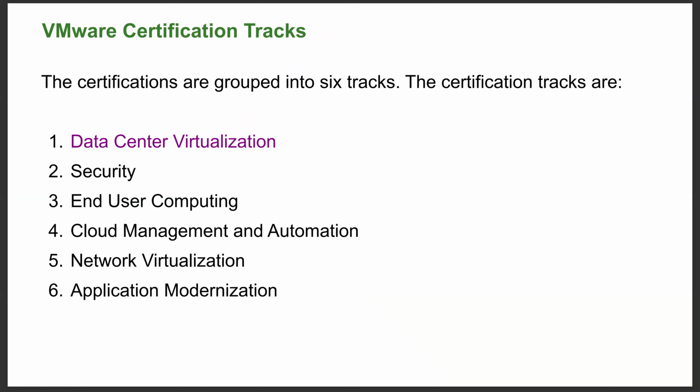So VMware has 6 certification tracks. The tracks, as you see listed here, are data center virtualization, security, end user computing, cloud management and automation, network virtualization, and application modernization. The course and the certification being targeted by Vector is the data center virtualization.